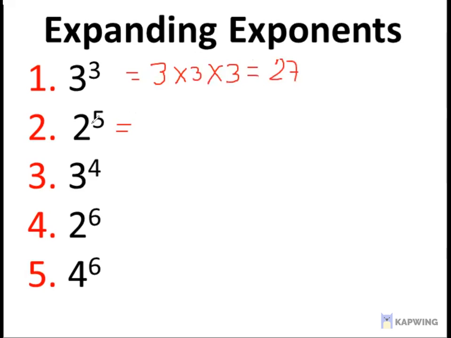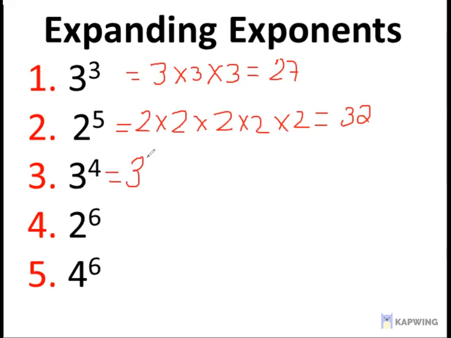So, itong 2 to the fifth power naman, since 5 yung kanyang exponent, 5 beses i-multiply si 2 sa sarili. So, ito ay magiging 2 times 2 times 2 times 2 times 2. So, which is equal naman sa 32. So, itong 3 to the fourth power, 4 na beses i-multiply ang 3 sa kanyang sarili. So, kaya magiging 3 times 3 times 3 times 3. Which is equal to 81. And then, itong 2 raised to the 6th power naman, 6 na beses i-multiply si 2 sa sarili.